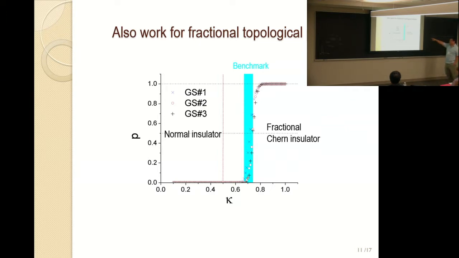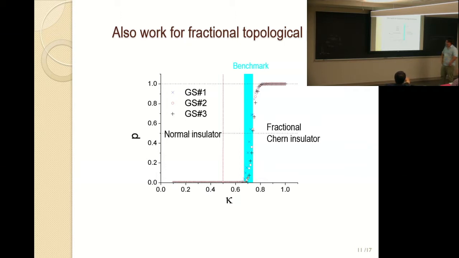And the result is shown right here, and we have a transition between a normal insulator and a fractional Chern insulator. And we can also detect the three-fold degenerate ground state on a torus. And for all of the three ground states, we see a sharp transition at somewhere around the value of our benchmark. So again, this only takes very few Monte Carlo snapshots of the operator.